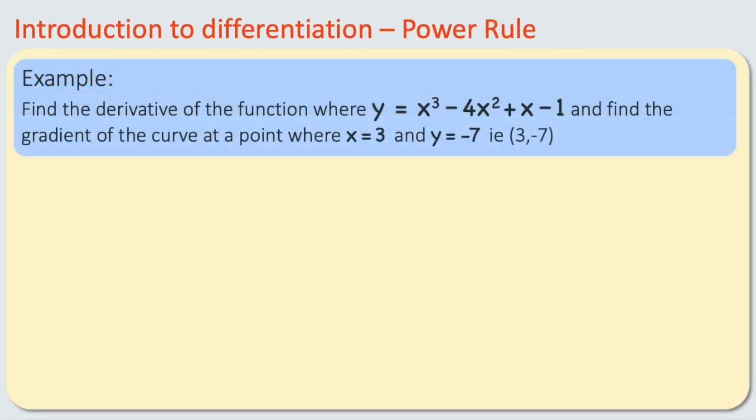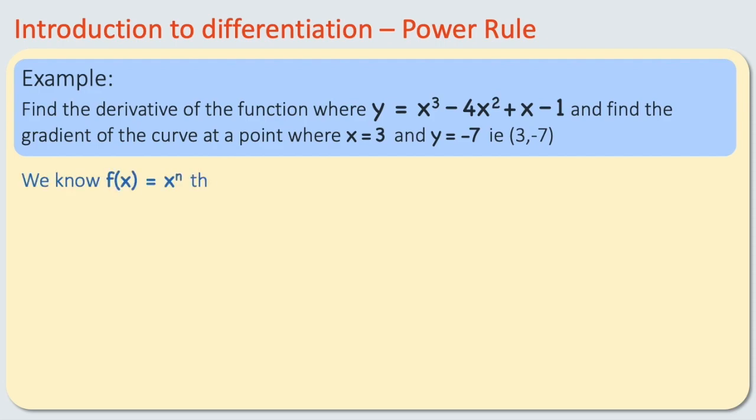Example: find the derivative of the function where y is equal to x cubed, take away 4 multiplied by x squared, plus x, take away 1. And find the gradient of the curve at a point where x is equal to 3 and y is equal to minus 7.